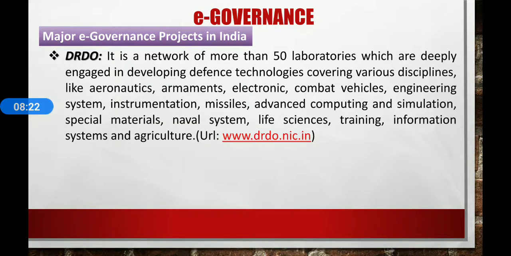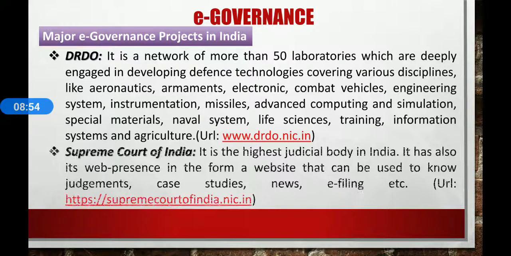Next one is DRDO. DRDO is a network of more than 50 laboratories which are deeply engaged in developing defense technology covering various disciplines like aeronautics, armaments, electronics, combat vehicles, engineering systems, instrumentation, missiles, advanced computing and simulation, special materials, naval systems, life sciences, training, information systems, and agriculture. And the URL for this is drdo.nic.in.